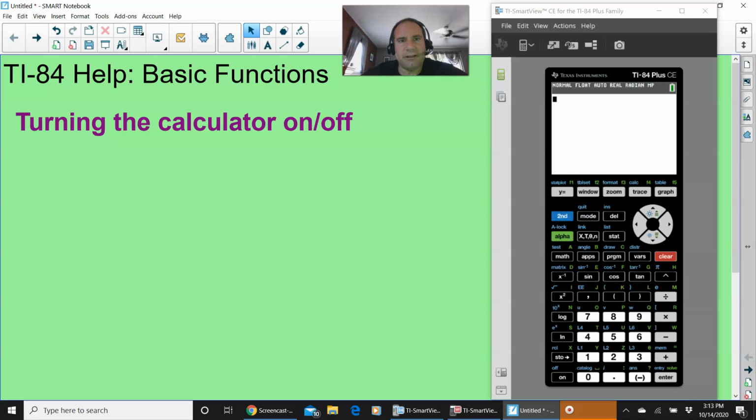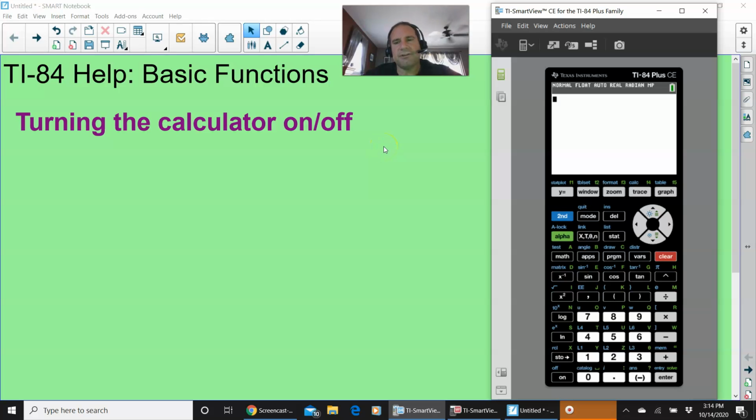First is turning the calculator on and off, and I know it sounds silly, but there's an on button right here, but the off button is in blue. So if you want to turn it off, you press second function and on, and it will go off. And obviously if you just press the on button, it'll go back on. You could clear with the clear button, but if you press second function and on, it should go off. And that's the first basic function.